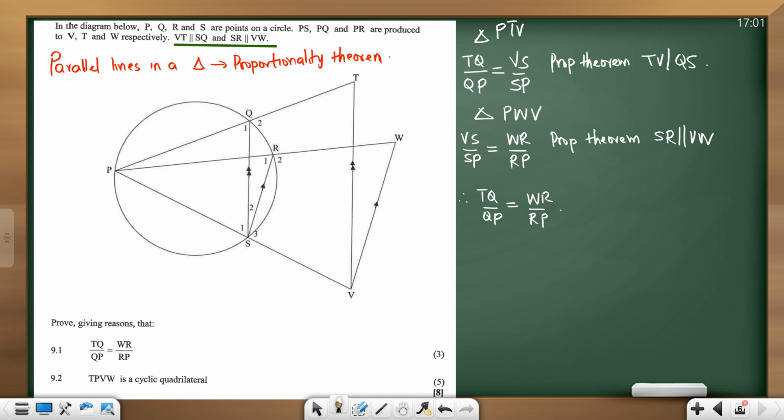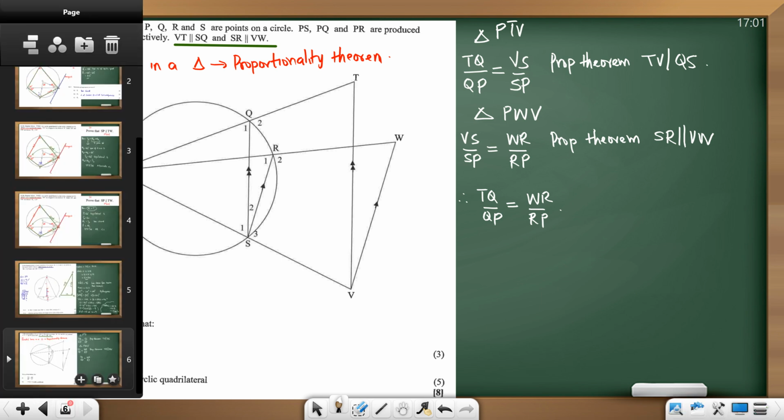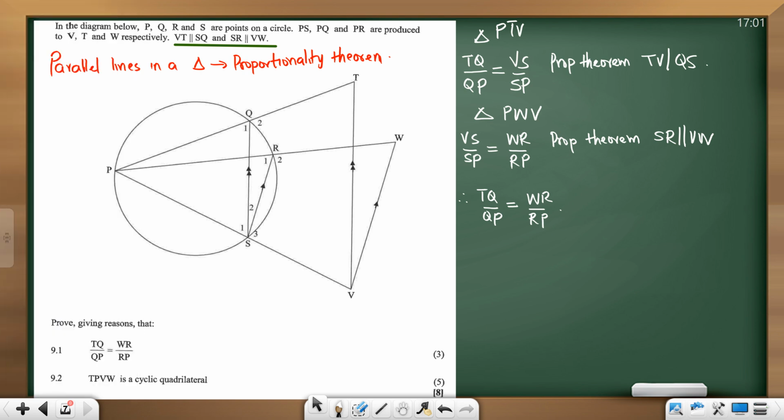All right, 9.2. Prove that, let me give you a moment to write. Give you a moment to write. Prove that TPVW, interesting, it's a cyclic quad. Are we done writing? I'm sure you're done writing the first part there.